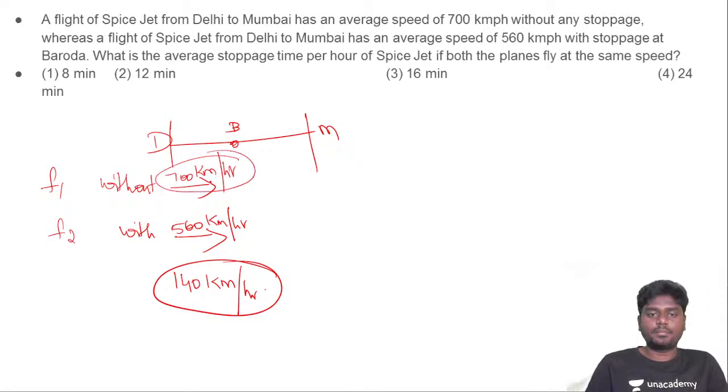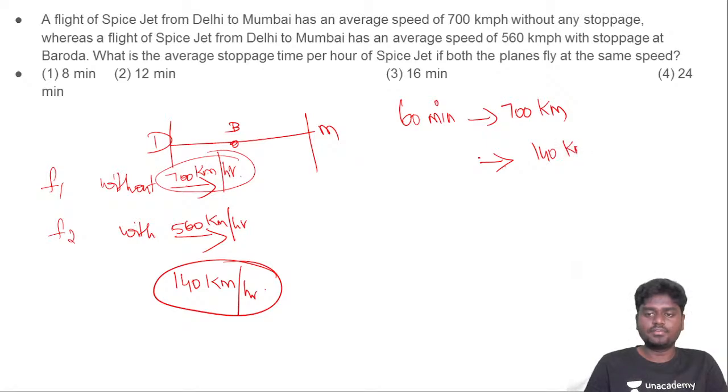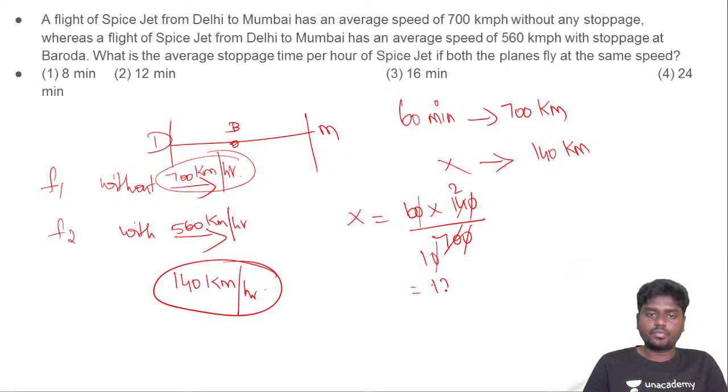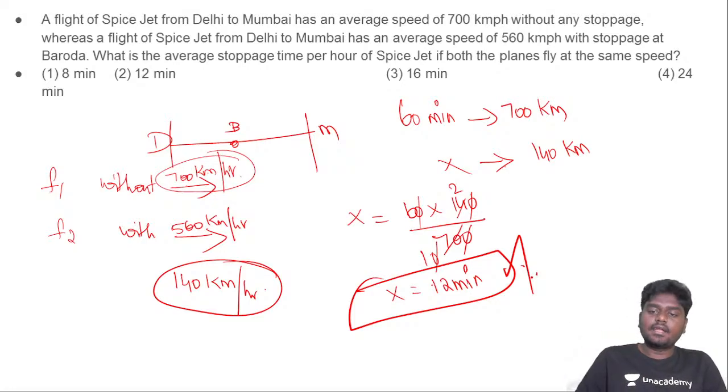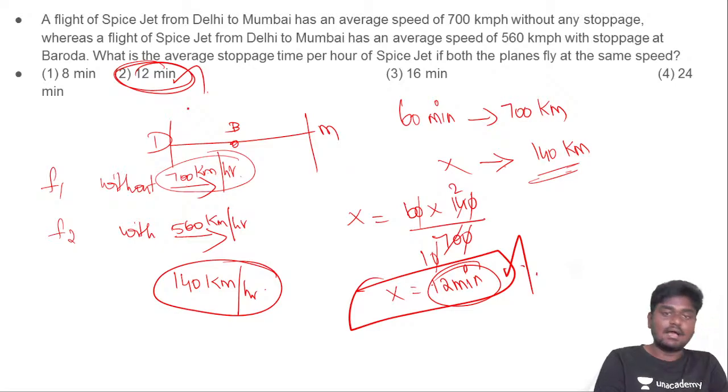Without stoppage, it flies at 700 km per hour, which means in 60 minutes it can fly 700 kilometers. So how many minutes will it take for 140 kilometers? That's what you need to find. Take it as x, and cross multiply. The value of x will be 60 into 140 divided by 700. The 0 goes out and you get 2 by 10, ultimately 12. So in 60 minutes you can cover 700 kilometers, then it will take 12 minutes for these 140 kilometers. So the average stoppage time per hour is 12 minutes if both planes fly at the same speed. That's it.